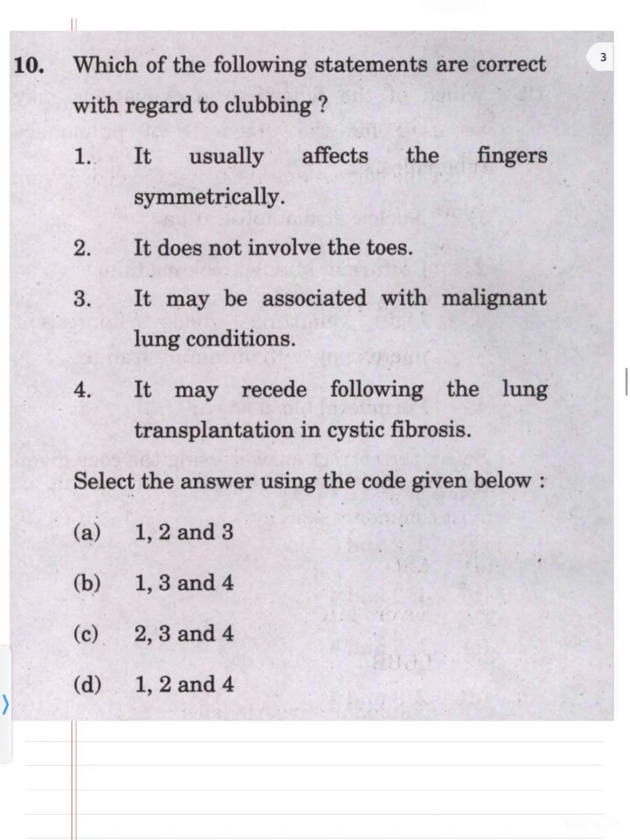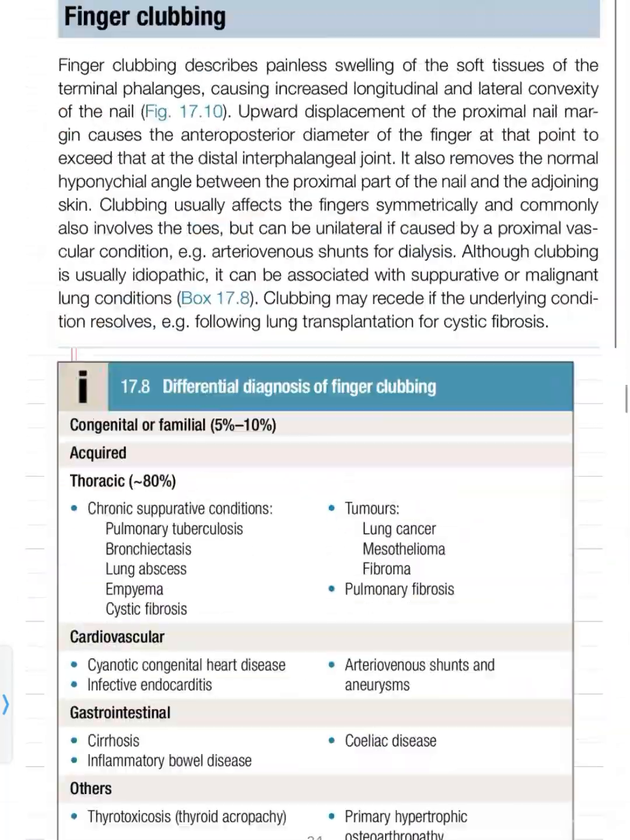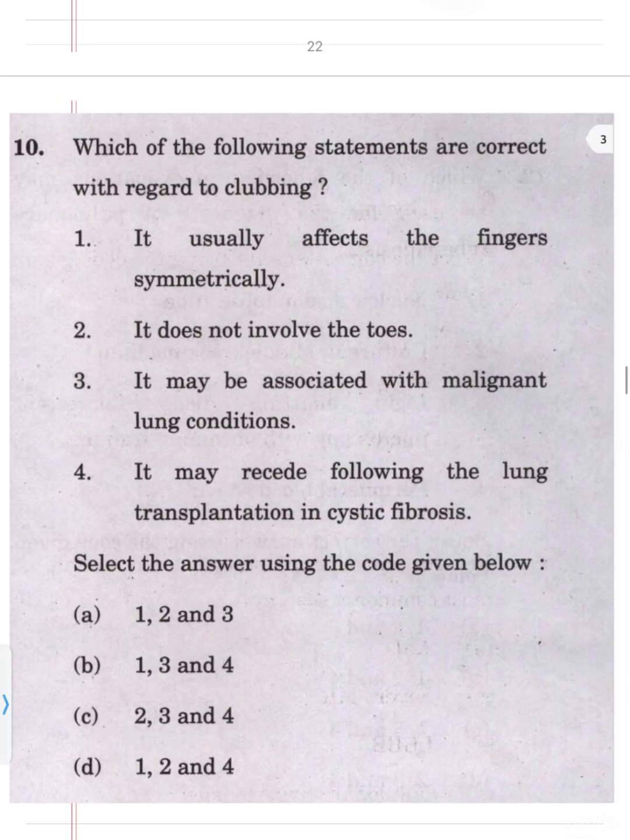Coming to another question. Which of the following statements are correct with regard to clubbing? So we have seen the clubbing. Clubbing is seen in the fingers' apex, where the nail bed grows. So first, it usually affects the fingers symmetrically. Yes, this is correct. All the fingers are affected symmetrically. Second, it does not involve the toes. No, even the toes can be involved. So first is correct, second is wrong.